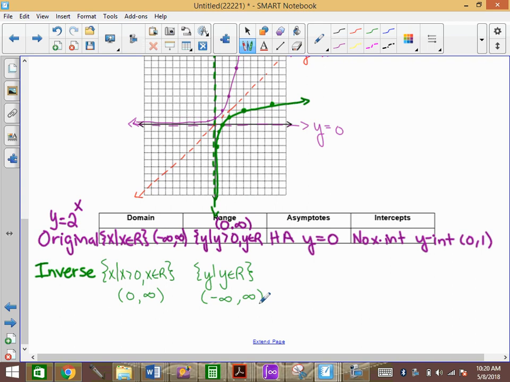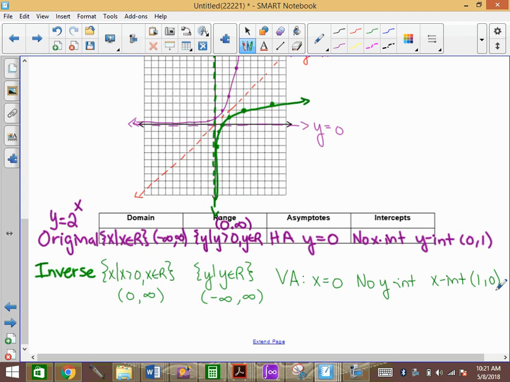This one I have a horizontal asymptote at y equals 0, so the green one I have a vertical asymptote at x equals 0. This one I have no x-intercept, so for the green one I have no y-intercept. And my y-intercept is at (0, 1), so my x-intercept is at (1, 0). Inverses are just opposites of each other.